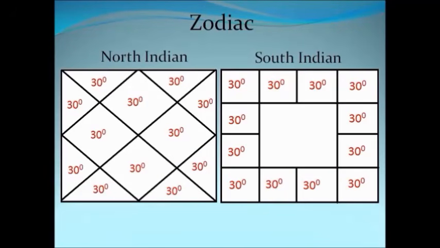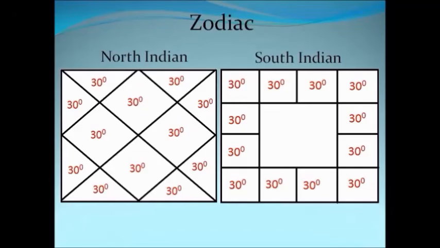On paper, this zodiac is represented in the form of a square. I have explained this earlier when I was talking about how a horoscope looks. This zodiac is represented in North Indian format and in South Indian format as a square. This square is divided into 12 houses of 30 degrees each, but in a different manner in North Indian format and in South Indian format.